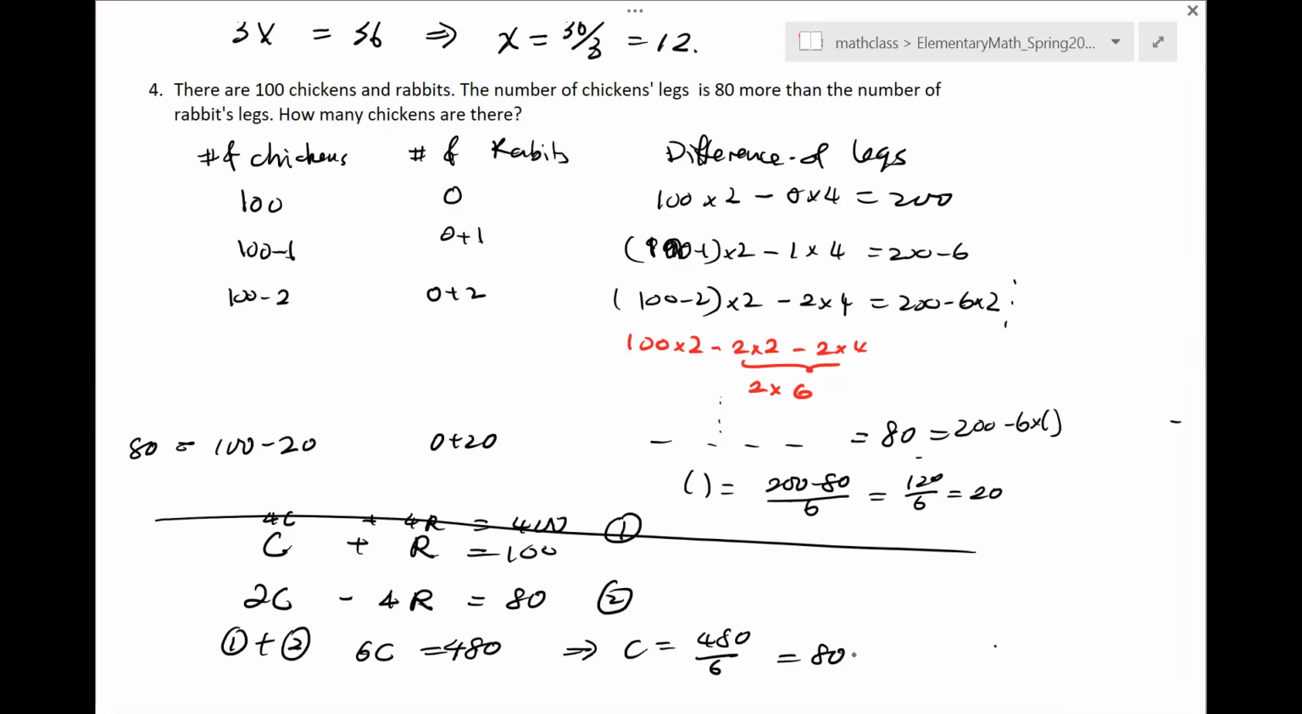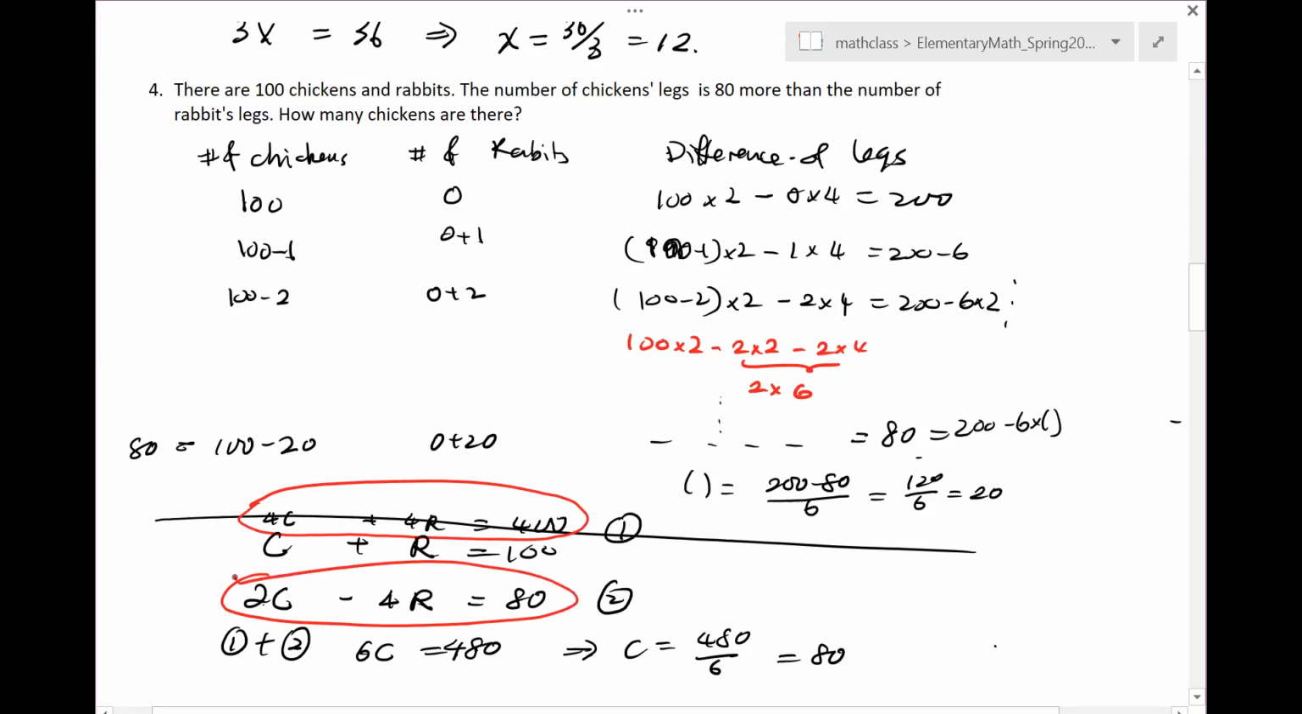Okay, you can compare which is better. I think once you know how to solve them using equations, C is 480 divided by 6, because 4C plus 2C is 6C on the left-hand side. These are the two equations we are adding. I multiply the first equation by 4. So when I add them together, R will be gone. But this is 4C plus 2C, that'll be 6C.